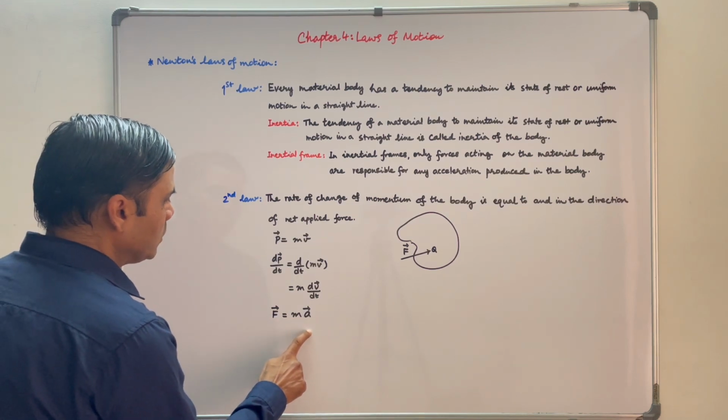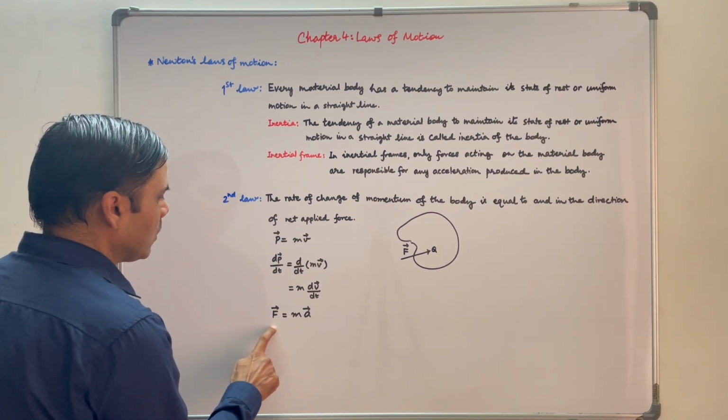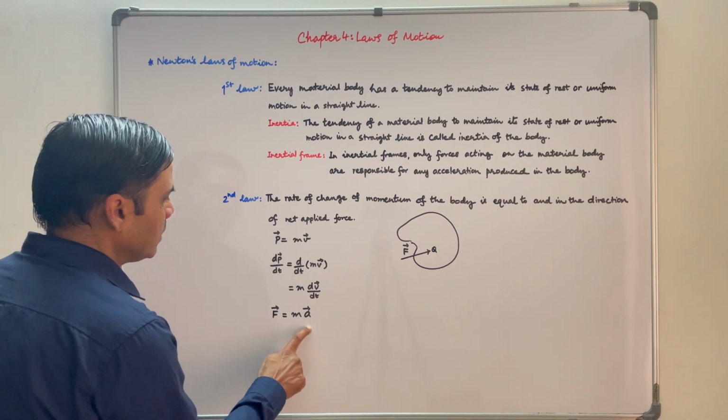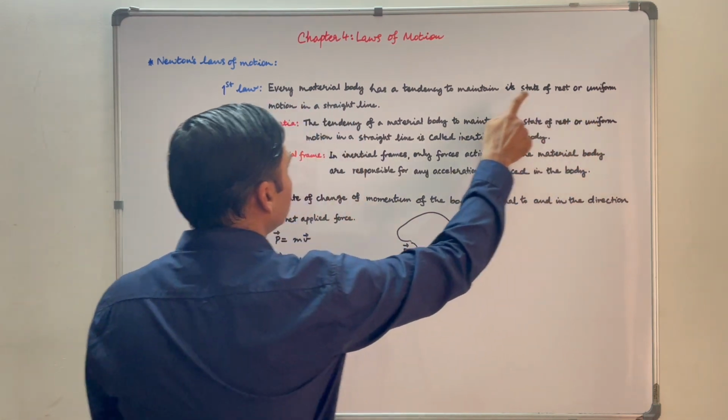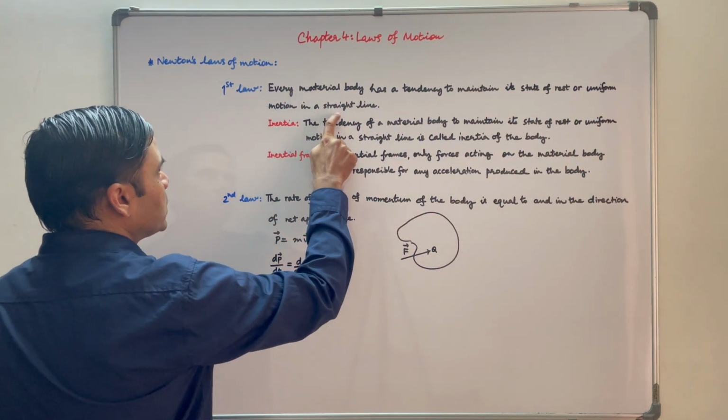If a is equal to 0, that means applied force F is also equal to 0. Zero acceleration means uniform velocity. That is why it is included in the first law of motion.